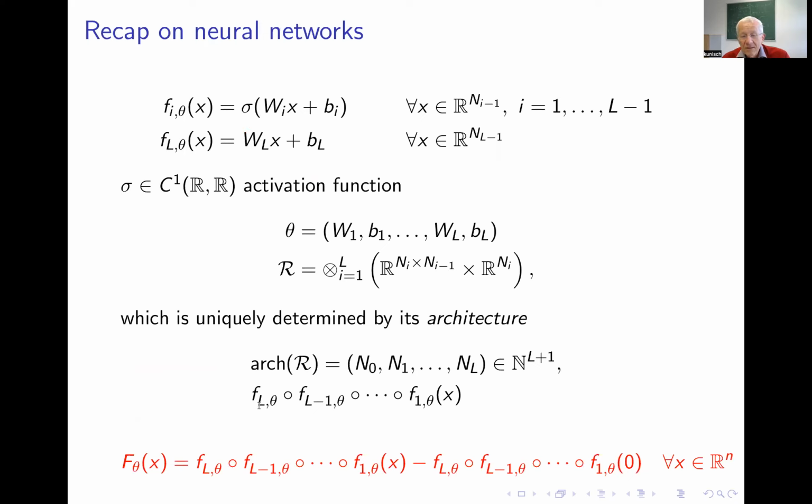Neural networks consist of a superposition of affine functions followed by an activation function. A superposition of such functions, each followed by an activation function. Only the outermost layer has no activation function. So that's the neural network.